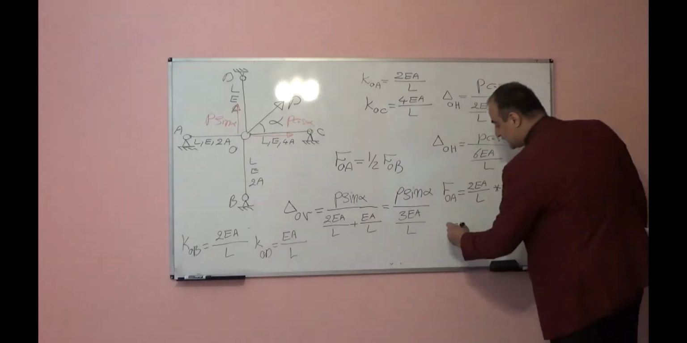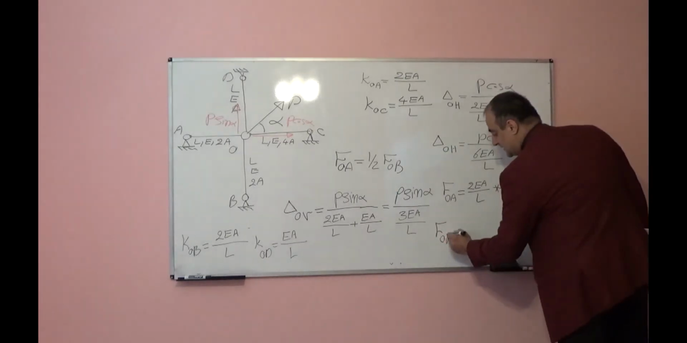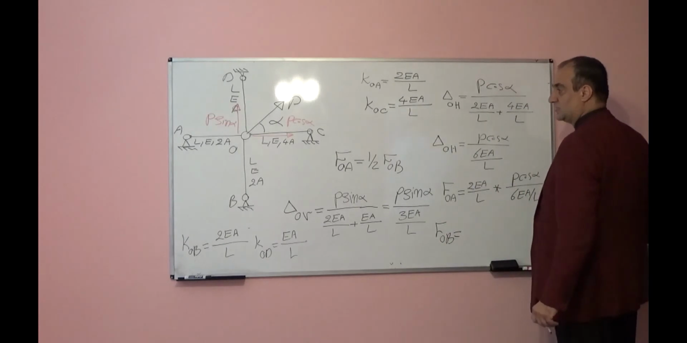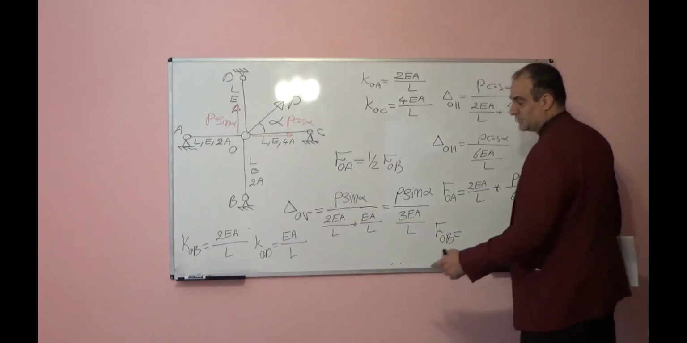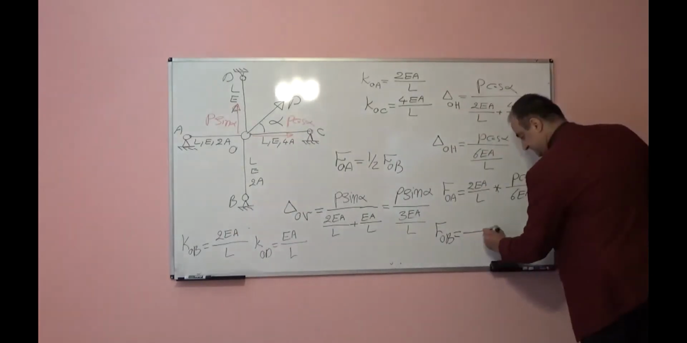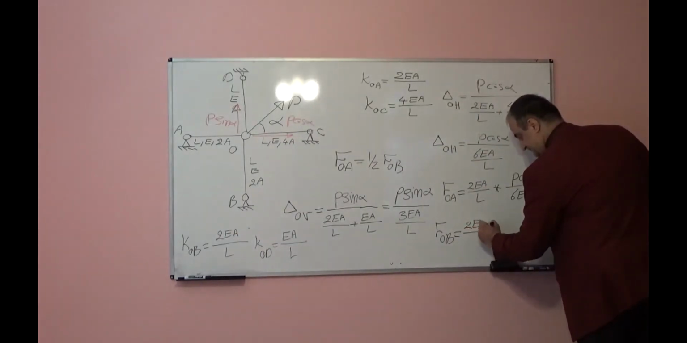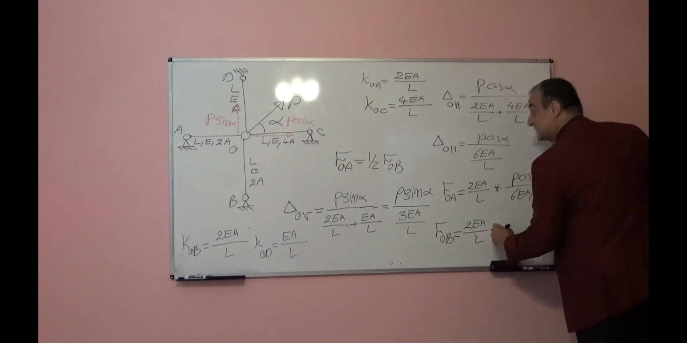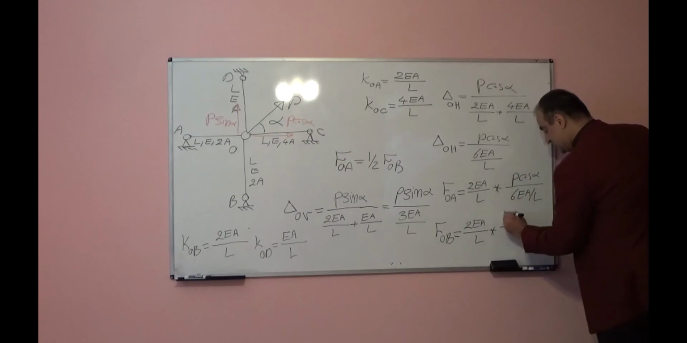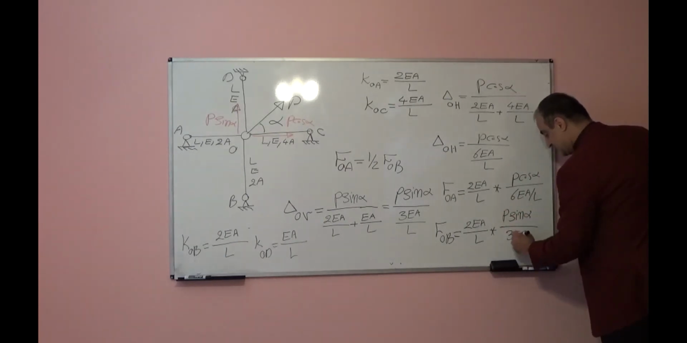What is the internal force in member OB? Internal force in member OB is equal to the stiffness of member OB, which is 2EA over L, times the deformation in the vertical direction, which is P sine alpha divided by 3EA over L.